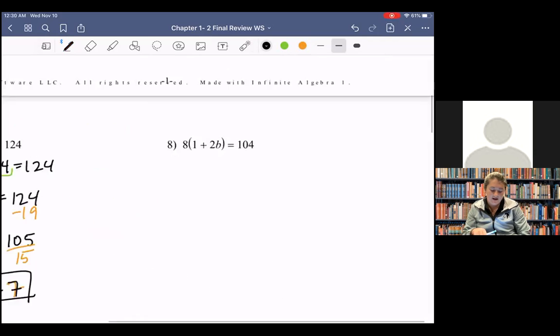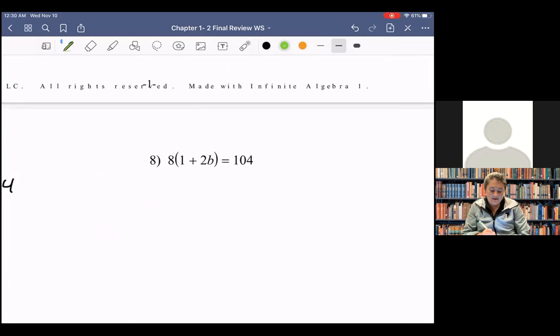Okay, let's look at number 8. So I'm going to take my 8 and distribute it into these parentheses. Maybe I'll show the arrows one time. 8 times 1 is just positive 8. 8 times 2b is plus 16b. And I have equals 104.